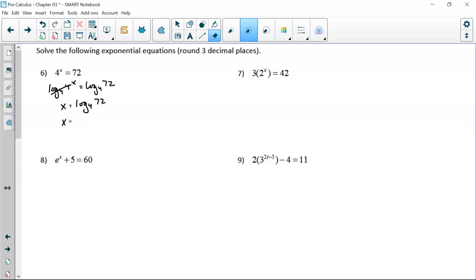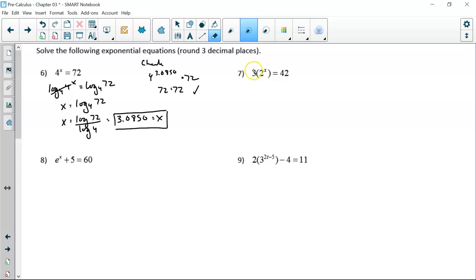Using the change of base, it's the log of 72 over the log of 4. So it's approximately equal to 3.0850 for x. Now you can do a check for this. 4 to the 3.0850 equals 72. Now you're not going to get exactly 72 because we rounded our answer, but you're going to get a value very, very close to that. And that's close enough because we did round, and that would be your answer.